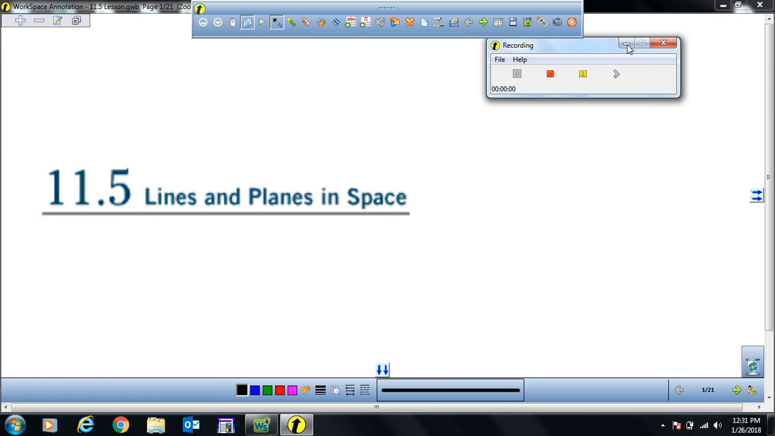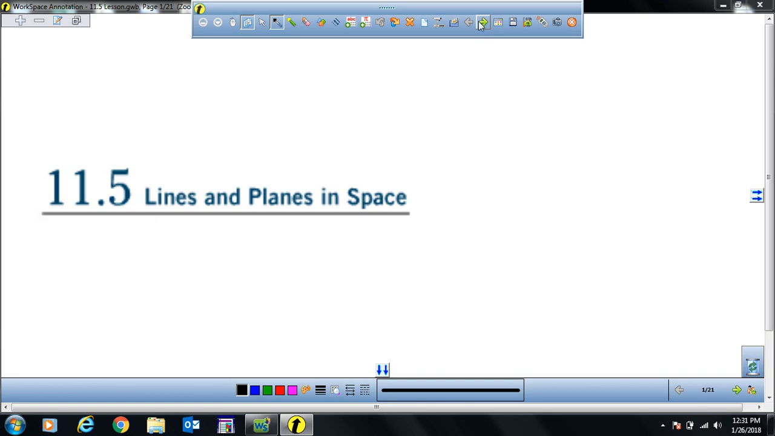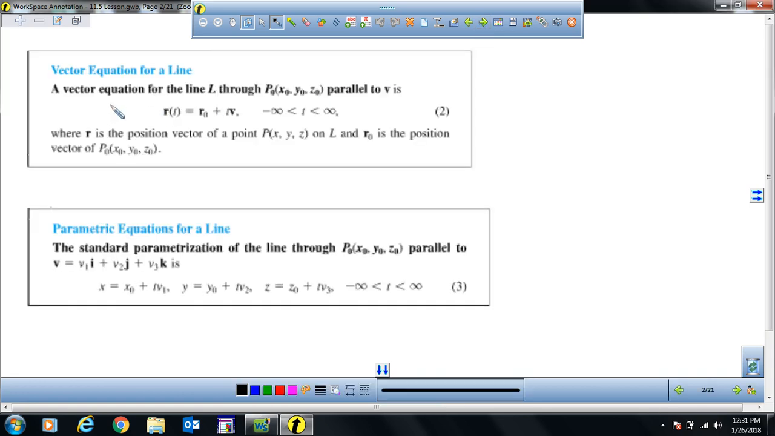In section 11.5, we will learn about different applications of lines and planes in space. First of all, we're going to define a vector equation for a line.